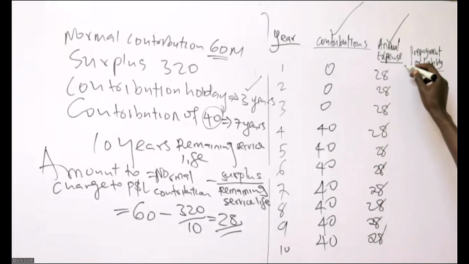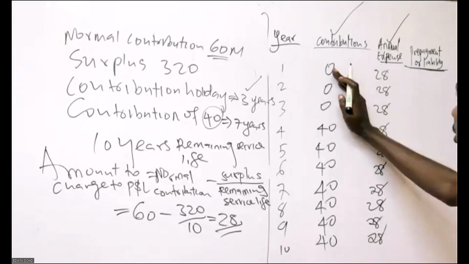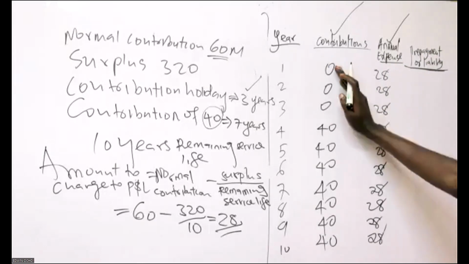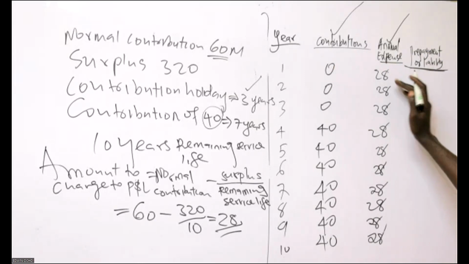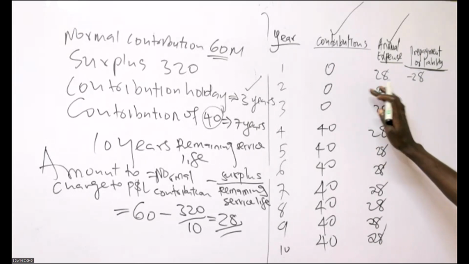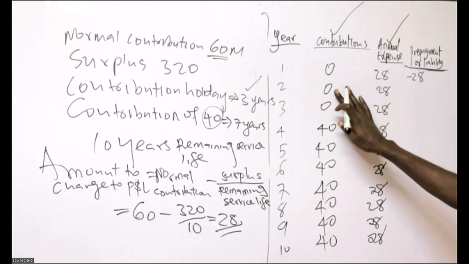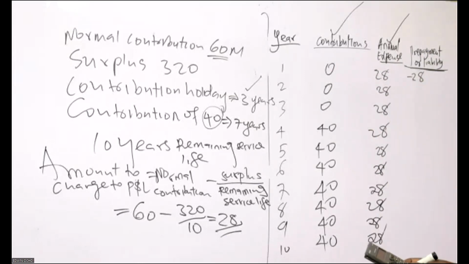So how do you know there's a prepayment or liability? You compare the annual expense and what they contributed. Like now here, they contributed nothing. The annual expense is 28. So meaning that there's a negative of 28, a liability. So here they were being charged 28, they contributed nothing. So this is 28 again, plus a liability of 28 from initial, 56.